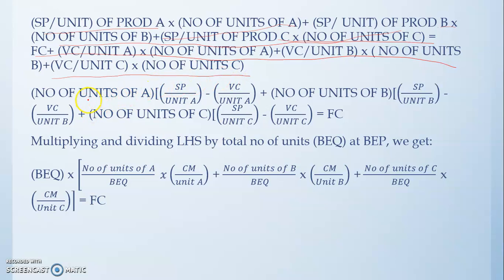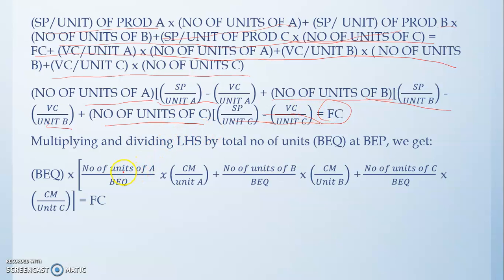Now taking the number of units of A outside, we have common factors as selling price per unit of A minus variable cost of unit of A, plus taking out number of units of B outside, you have selling price of B minus the variable cost of B, and taking out number of units of C, you have the selling price minus variable cost of C, which will be nothing but equal to the fixed cost.